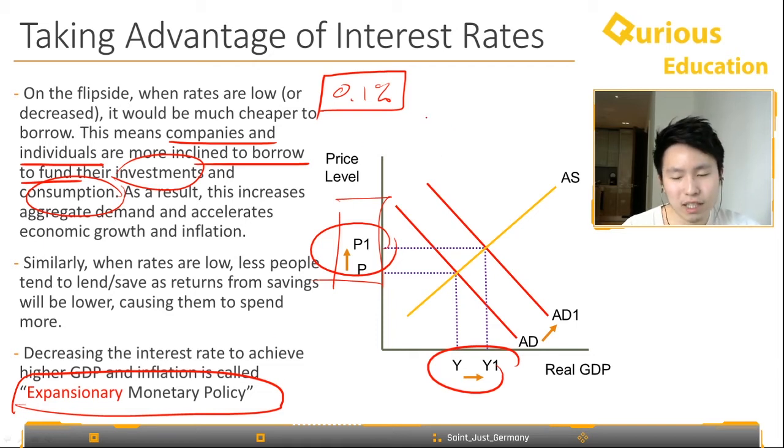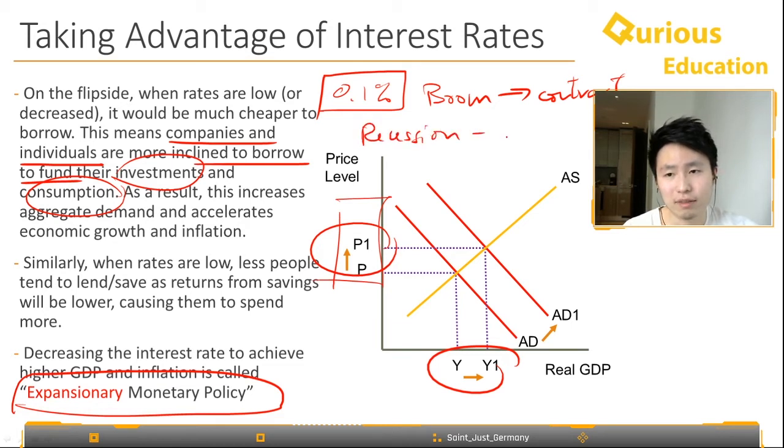So very similar to fiscal policy, because they're both demand side policies. When you're in a boom or when the economy is doing well, we want to contract the economy. And when the economy is doing badly, so if we're in a recession, then we'll want to expand the economy.